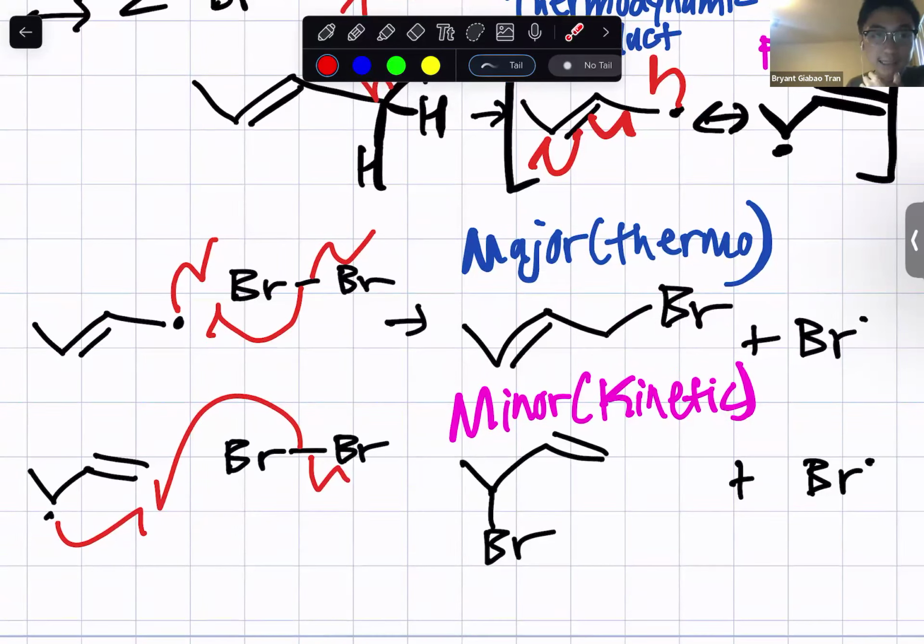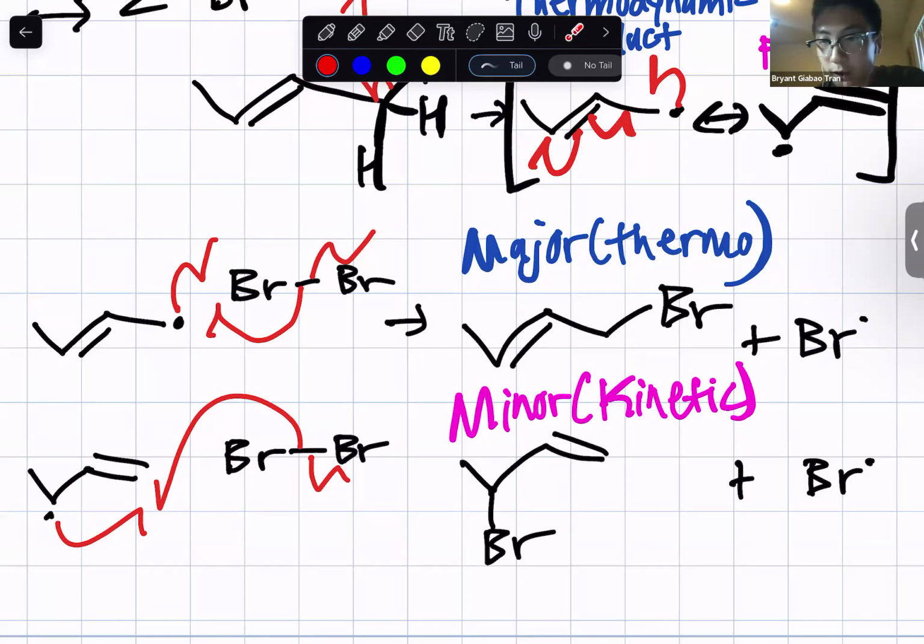For NBS, yes, the thermodynamic product is always going to be major. In future reactions we learn, the thermodynamic product is always going to be major if we have high temperature, high heat. And the kinetic product will be the major product if we are in low temperature, low heat. Different professors use different temperatures. We'll just have to wait and see what Pascal says about the temperature and when the thermodynamic product is favored over the kinetic product and when the kinetic product is favored over the thermodynamic product. But it just depends on the temperature which product is the major one.